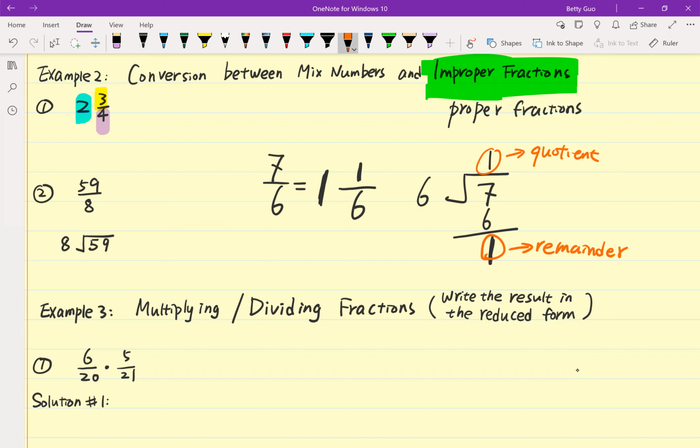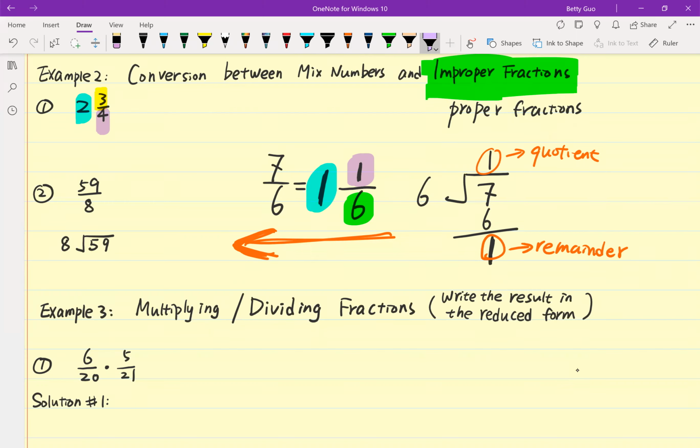So what if we need to do this direction? This is how. I'm going to color them. I'm going to color the whole number part in blue, the denominator as green, and the numerator as purple. So convert from mixed number to improper. We use the whole number part, the blue, multiplied by the denominator, green, and then add the product on top of the purple, on top of the remainder.